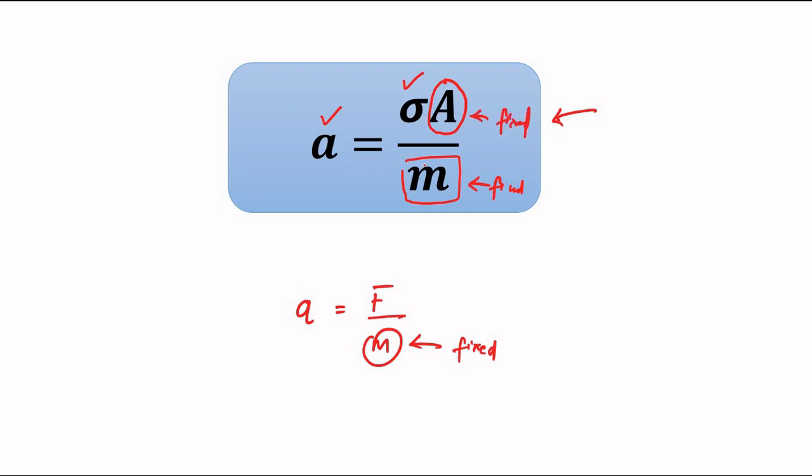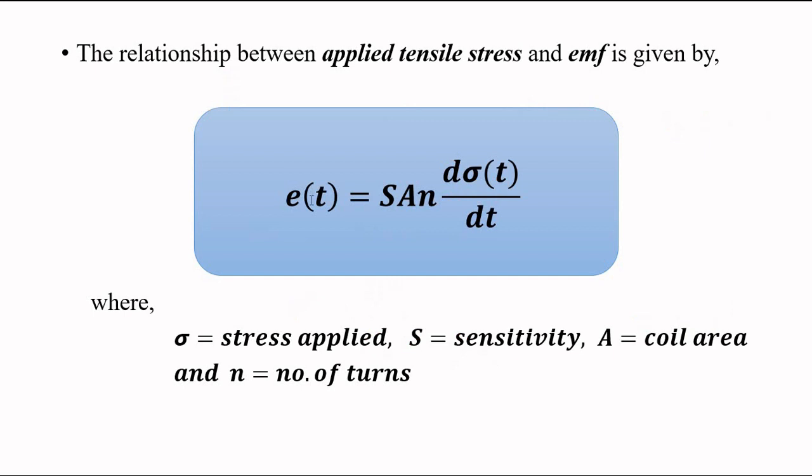Okay, so here acceleration is directly proportional to the stress applied. In this case, acceleration is directly proportional to the force applied. And there is also a relationship directly relating the applied stress and the EMF, which we have discussed previously, where the time varying EMF is equal to S A N dσ/dt, where sigma is the stress applied and S is the sensitivity of the sensor.